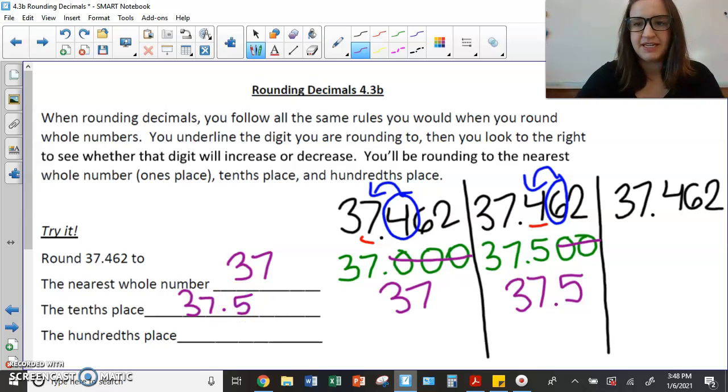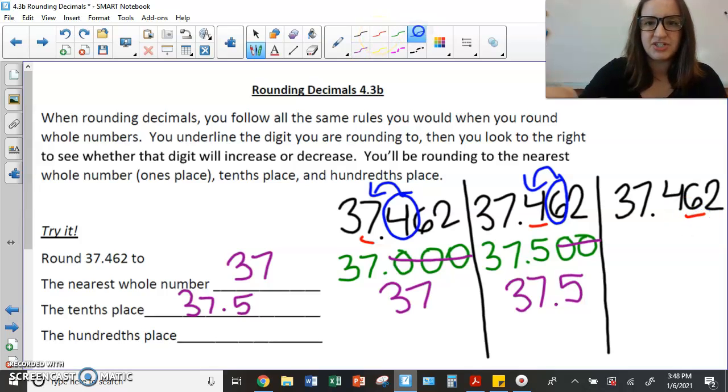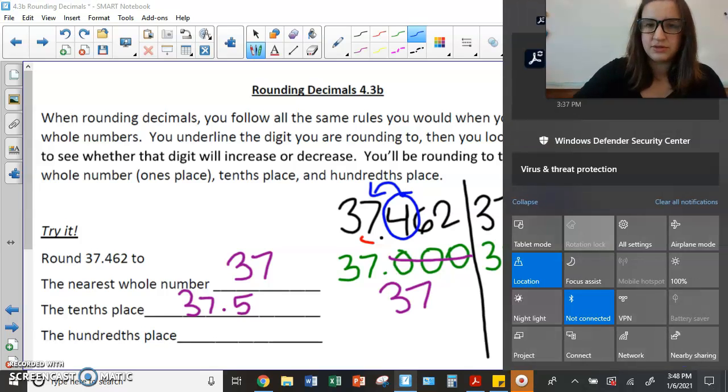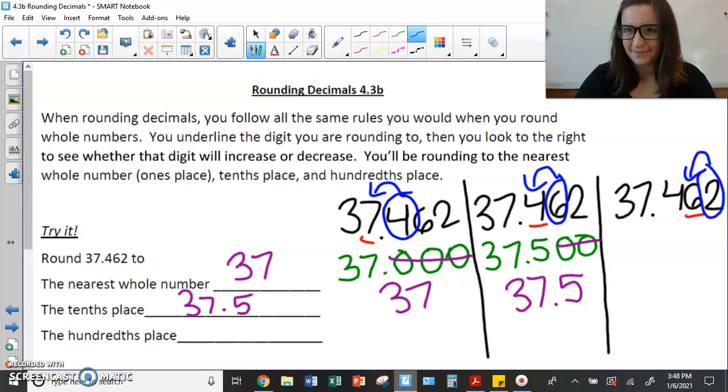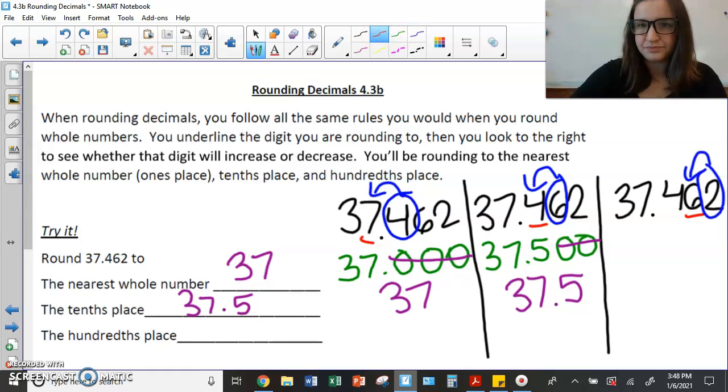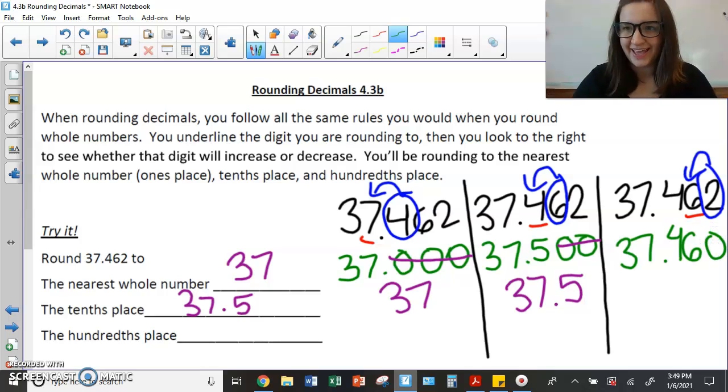Rounded to the hundredths place, I'm going to underline the hundredths place, which is the 6. I'm going to circle the digit to the right, which is the 2. Sorry. Okay. And that 2 is going to tell my 6 to stay the same because my 2 is not very high. It's less than 5. So I am going to have my 6 stay the same. Everything else, including my decimal point, stays the same before the number, and everything after turns into a 0 when I follow my other rules.